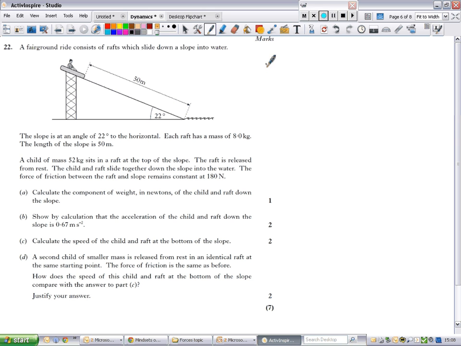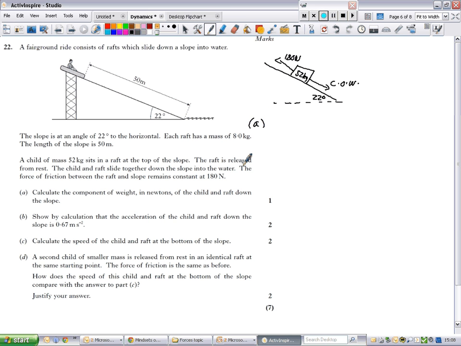So you could draw yourself a wee force diagram to indicate that you've got your component of weight here, and you've got friction acting up here of 180 newtons. The mass is 52 kilograms, and this is at an angle of 22 degrees. That just helps you picture in your head what's going on for the next part.